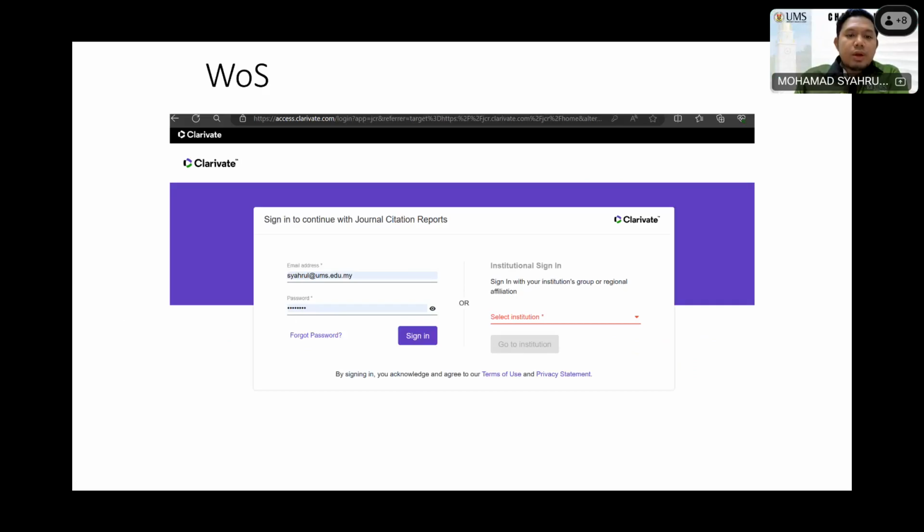For Web of Science, Universiti Malaysia Sabah does not subscribe to the database. It is quite challenging when you cannot access Web of Science because the university does not pay for it. Some universities pay for this database. With the UMS student email, you cannot access the database itself. How can I help with this one?